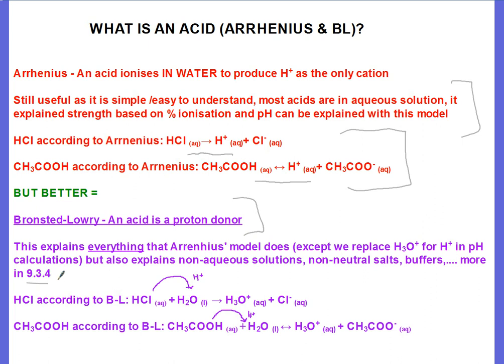The one difference, though, is that when we're talking about the Bronsted-Lowry model, we replace H+ with H3O+ in our pH calculations, and that's because, as we know, acids being proton donors, they actually react with water. They donate protons to the water to produce the hydronium ion, whether that's to completion for strong acids or in equilibrium for weak acids. They all produce that hydronium ion when they donate their proton to water. Now we understand what an acid is, let's move on.